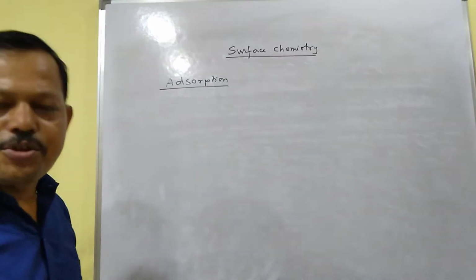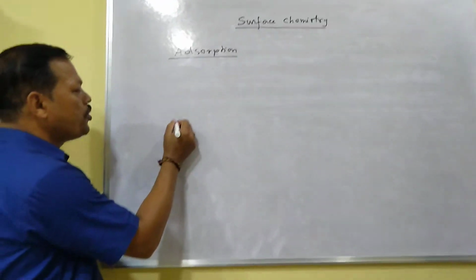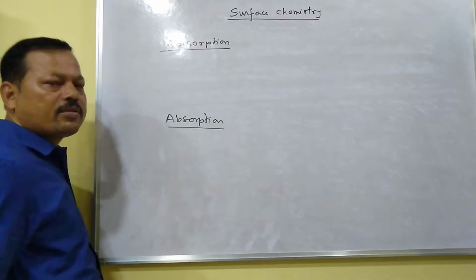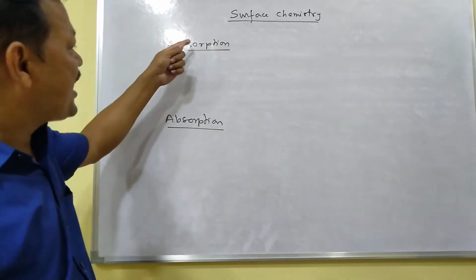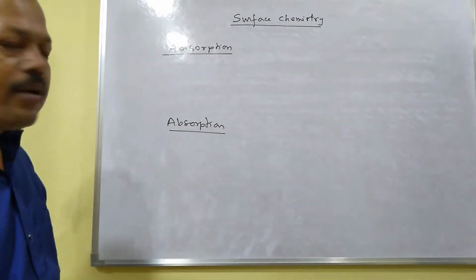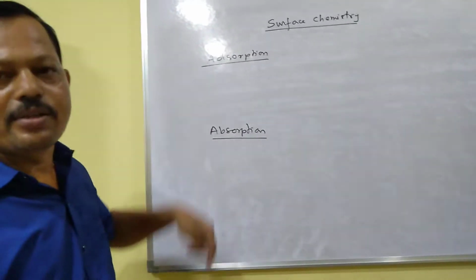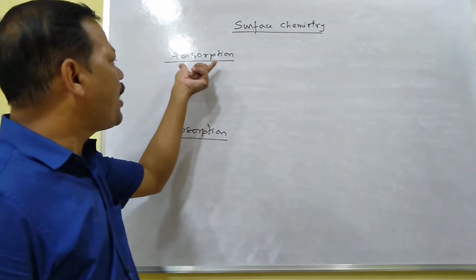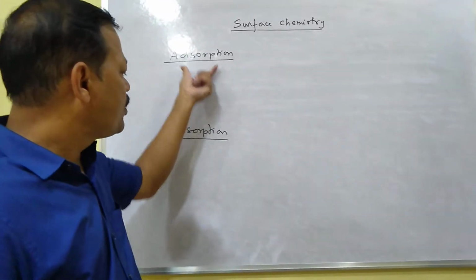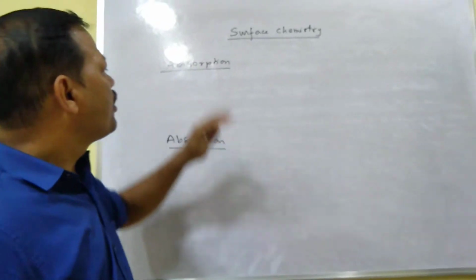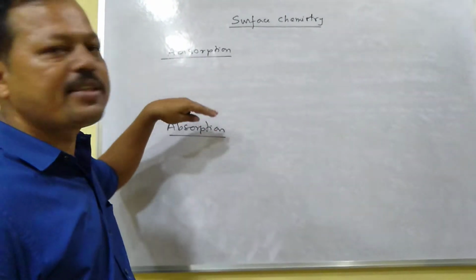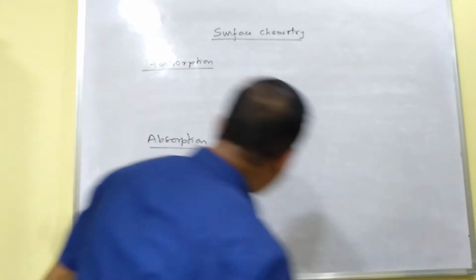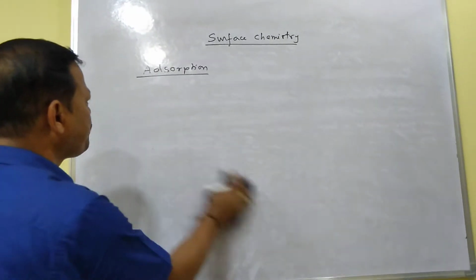Everyone knows about adsorption, but there is another word, which is called absorption. Do you know the difference between adsorption and absorption? There are some points of difference between them, so I will tell you later. In this chapter, we will mainly study adsorption, A-D, not absorption, but we should know the differences between adsorption and absorption.